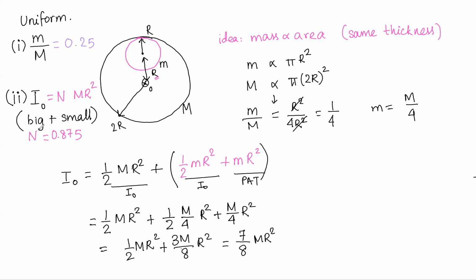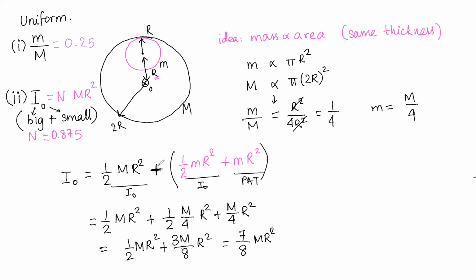Okay. Now the point is, how did we solve the question? We first of all found out m by M, saying that mass is proportional to area. Okay, this is very straightforward. Second thing is moment of inertia of the bigger disk plus the smaller disk. So you have to add the moment of inertia.